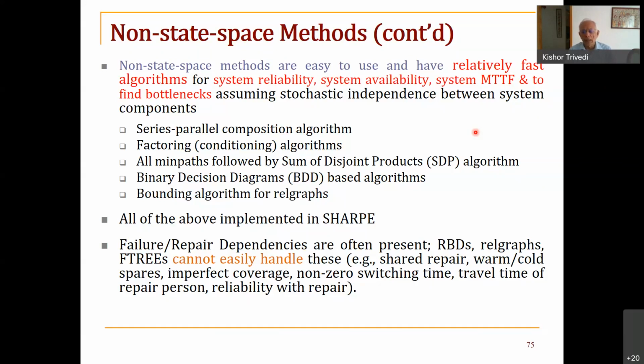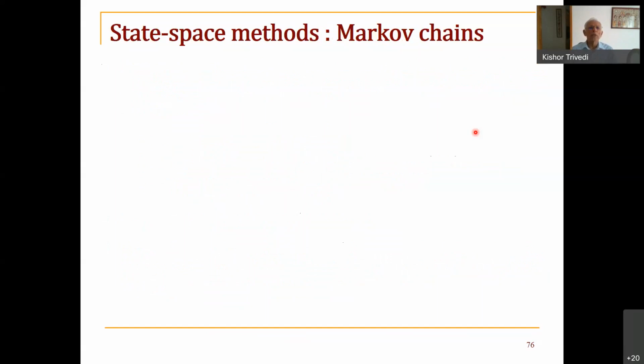And there are many examples of dependencies: shared repair, warm or cold spares, imperfect coverage, non-zero switching time, travel time for repair person, reliability with repair. There are many examples, some of which I will provide to you, where dependence is there. And therefore, we are no longer able to use the methods we have discussed so far. So we need something more. And that something more is state space methods. And the most important example of a state space method is a Markov chain.